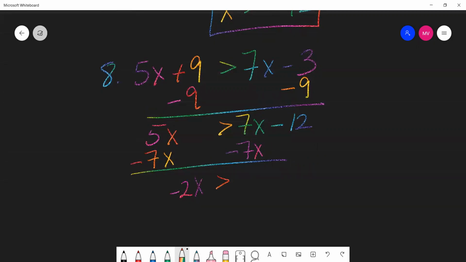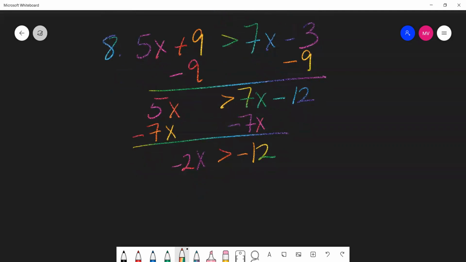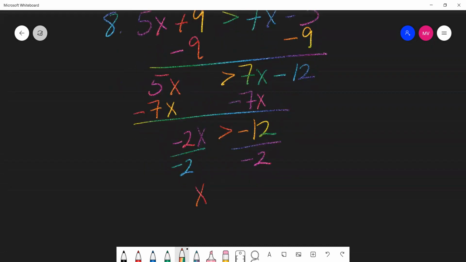-2x is greater than -12. All right. So last step, what do we need to do? Just divide by -2. Right. And so then we can solve for x. So give me my final inequality. X.